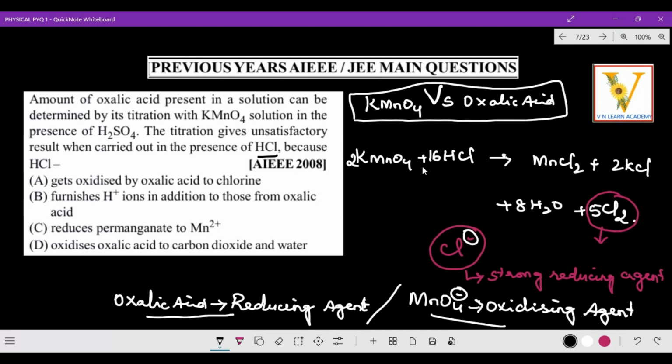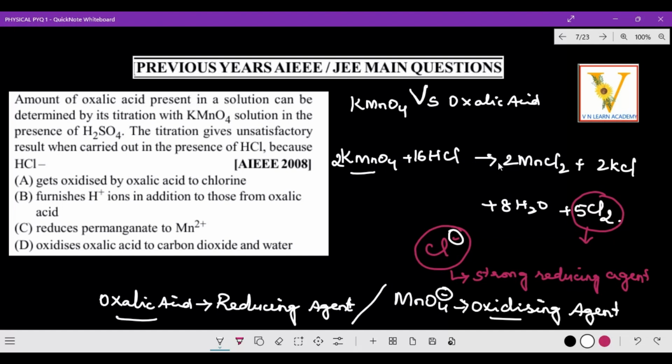So 2 KMnO4 plus 16 HCl gives, I just balance that equation, 2 MnCl2 plus 2 KCl plus 8 H2O plus 5 Cl2. Here I mentioned 2 MnCl2 according to the balanced equation. Now, I would like to bring out the main points, because during the examination the viva question will be like that: why are we using H2SO4, and why can't we use HCl?